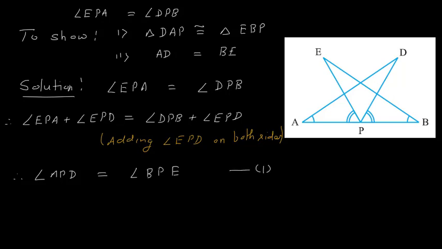Now I will consider two triangles. Which triangle do we have to prove congruent? DAP. So let us write, in triangle DAP and triangle EPB.